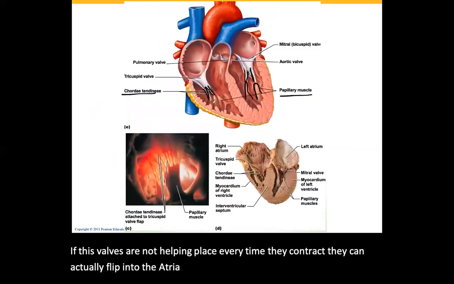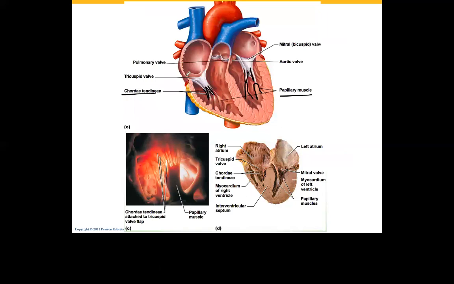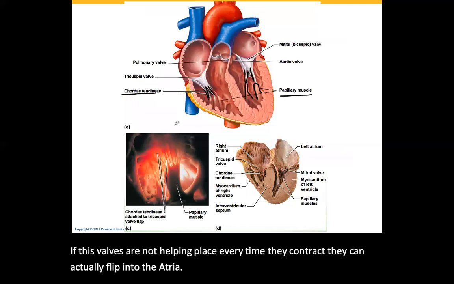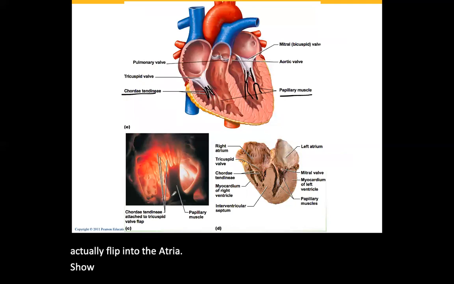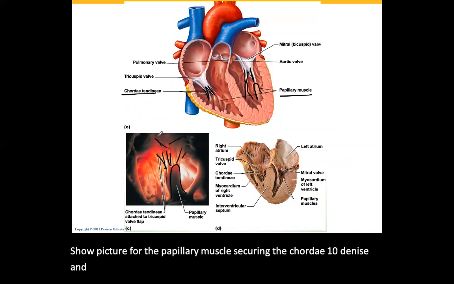So kind of imagine this. Blood is hitting right here. These valves are going to go into the closed position, but if they're not secure here, these valves literally can just move up into the atria. It can flip up into the atria, which is not an ideal condition for us. This is an actual picture of the papillary muscle securing the chordae tendineae, and up here would be my valve. So the valve is up here, then chordae tendineae, and papillary muscles.